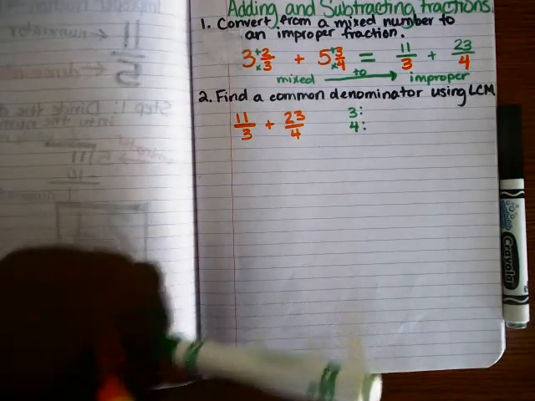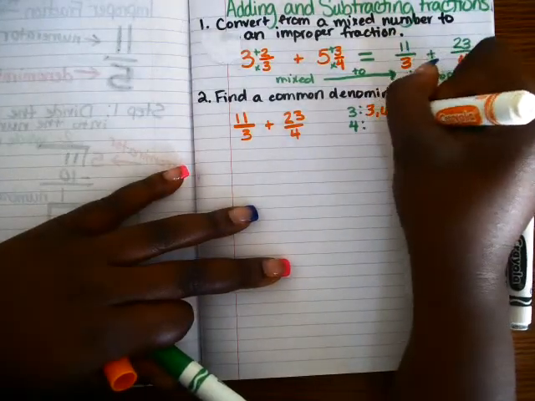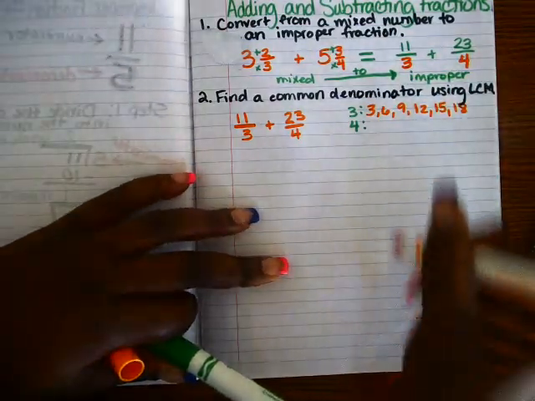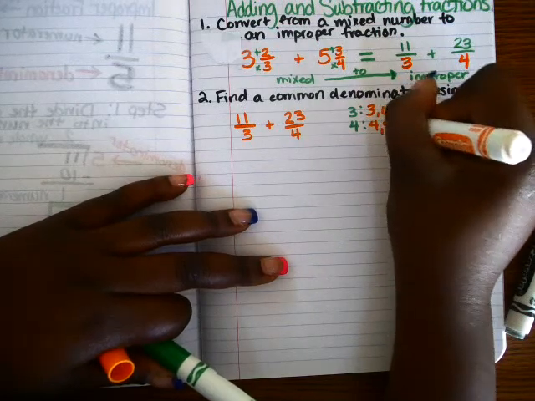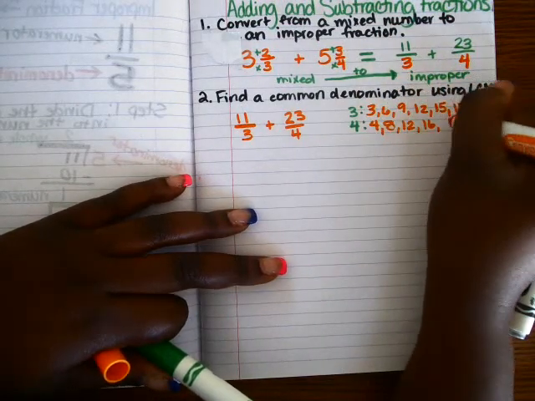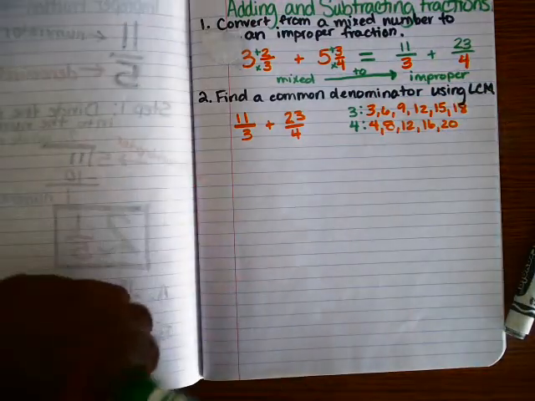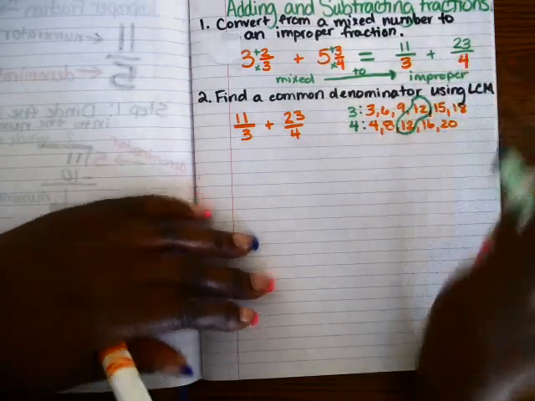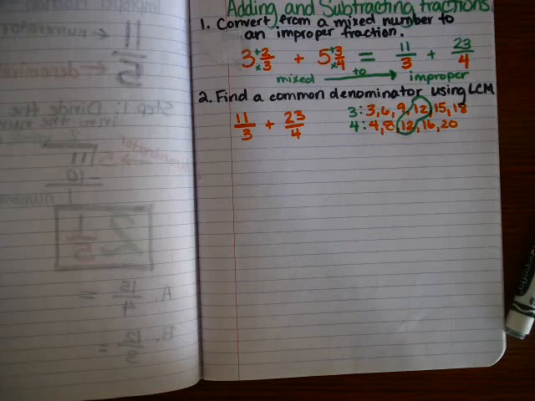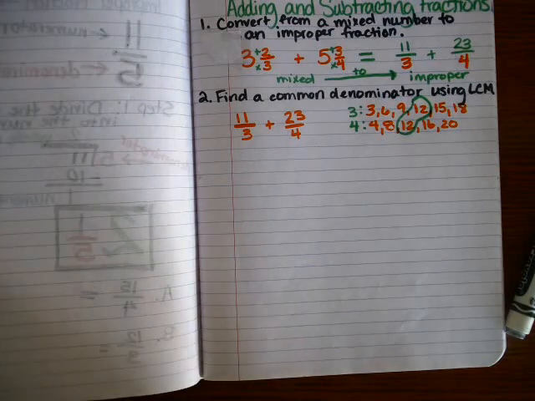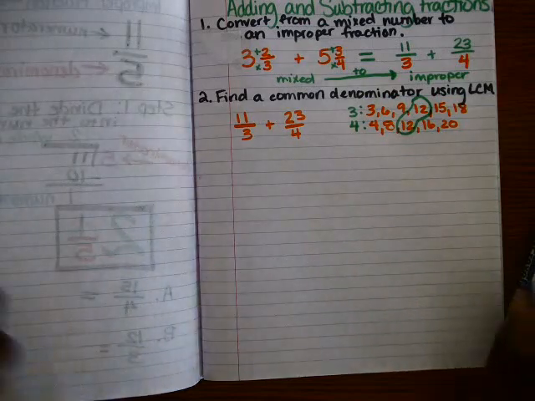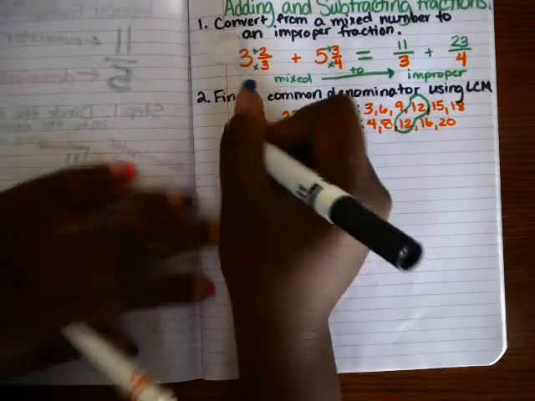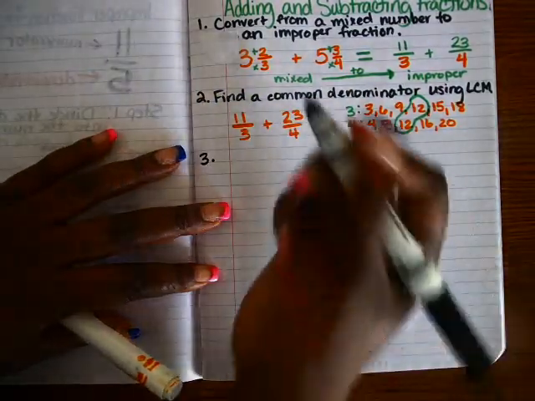So multiples of 3: 3, 6, 9, 12, 15, 18. I think I can stop about there. 4: 4, 8, 12, 16, 20. And so I already see a number that they have in common, and that number is 12. So this is going to be our least common multiple. So we want to change that denominator to 12. Well, we can do that, but whatever we do to the bottom, we have to do to the top. So that's going to be our next one.